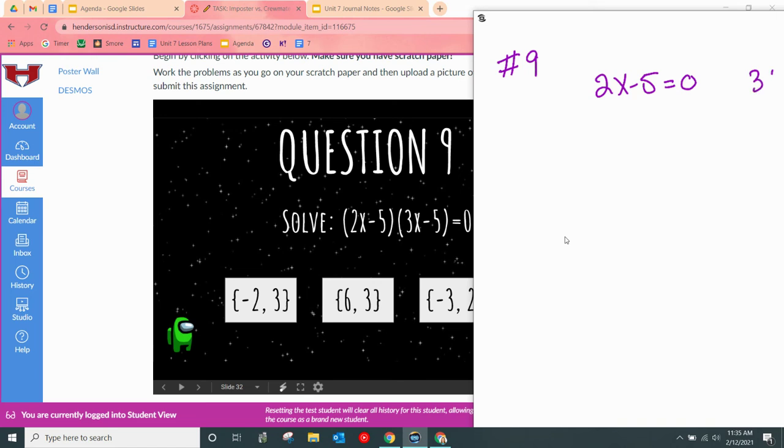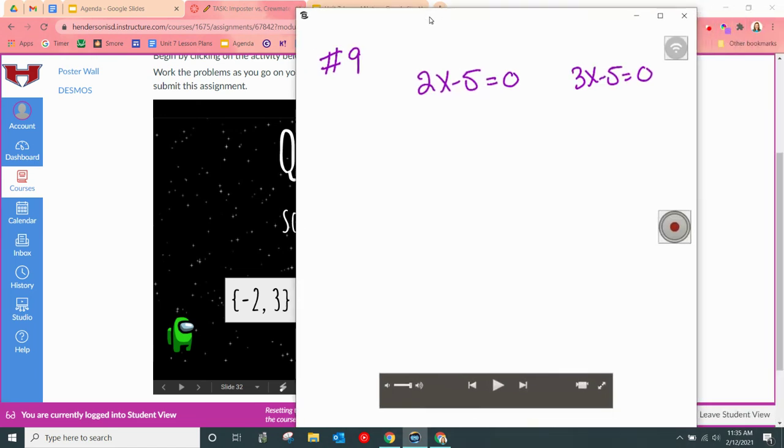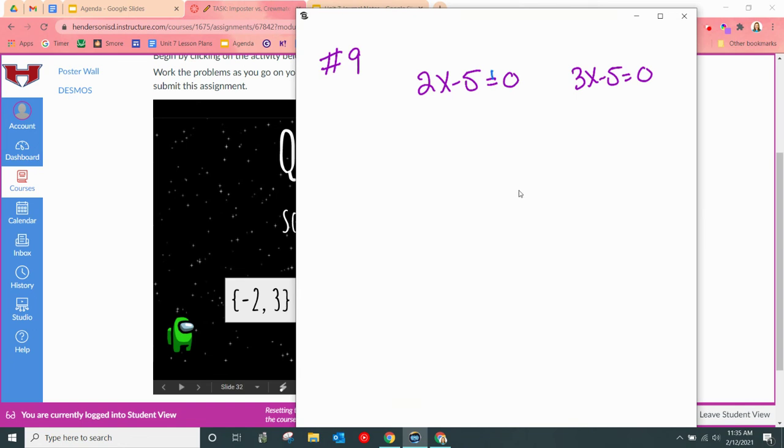And then 3x minus 5 equals 0. I have to move this over. And then you're going to find your solutions here. So remember, we would draw our line. I'll go ahead and solve this one with you, and let's solve each of these little tiny equations that we created.